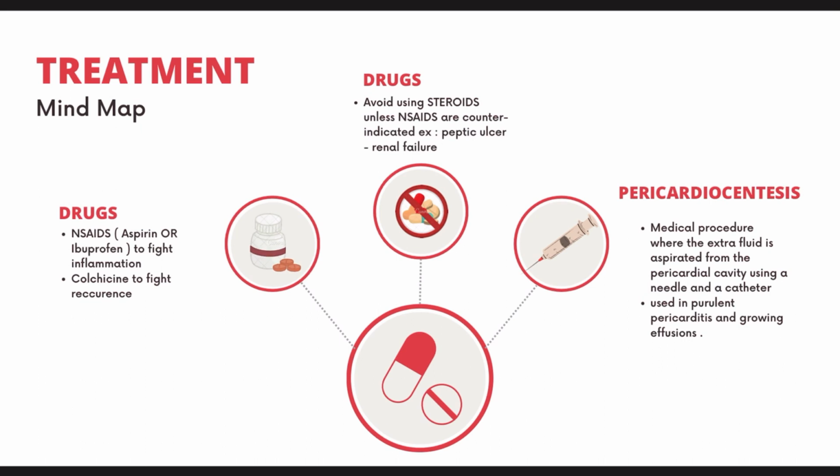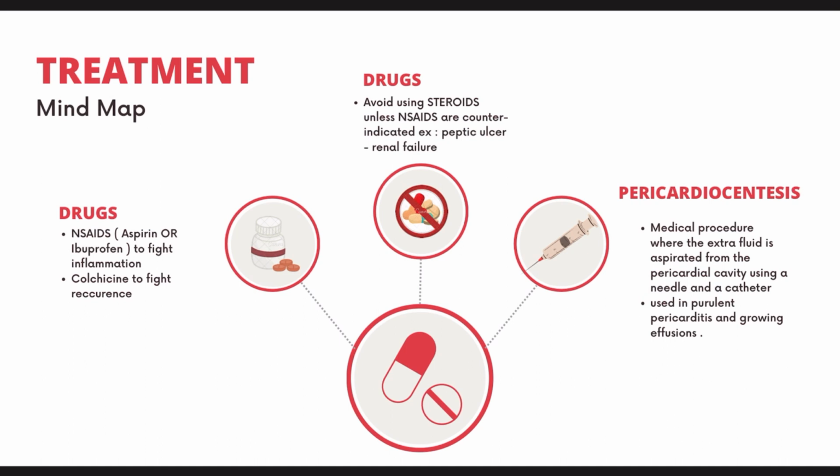Medical treatment consists of a dual therapy with a huge dose of NSAIDs, aspirin or ibuprofen, to fight inflammation, associated with colchicine to fight recurrence. You should avoid using steroids because studies have shown that they cause a high risk of recurrence, unless you have a contraindication of NSAIDs like peptic ulcer or chronic renal disease. Remember that chronic renal disease causes uremic pericarditis.